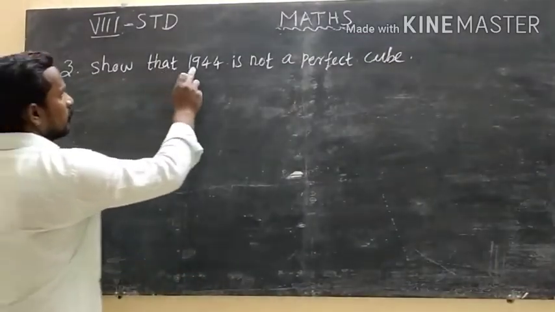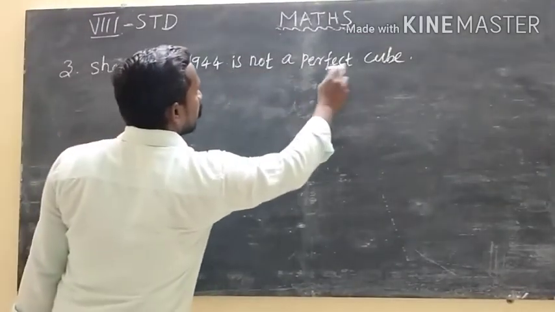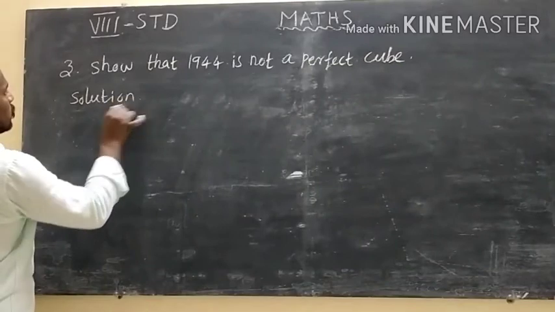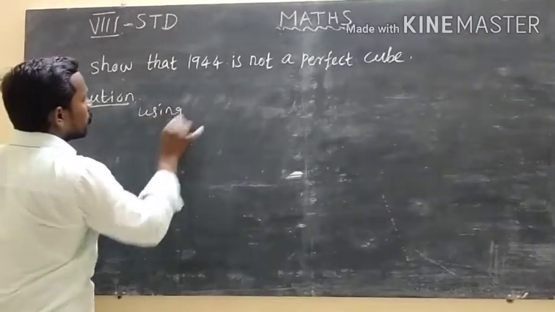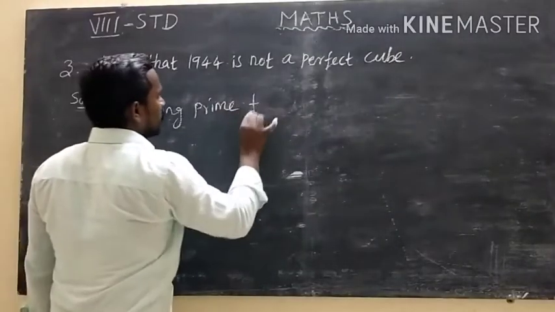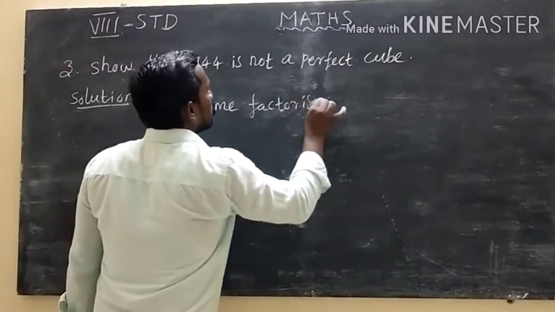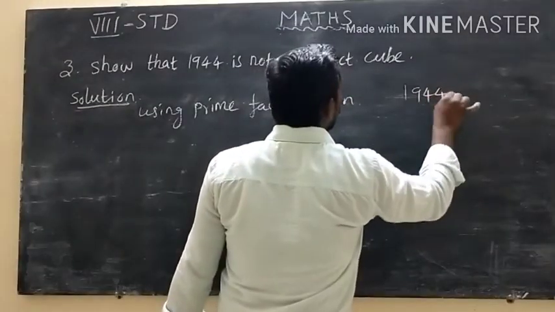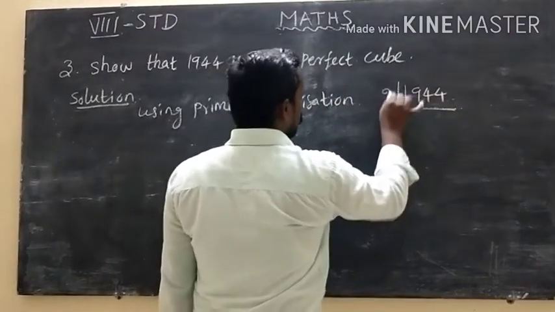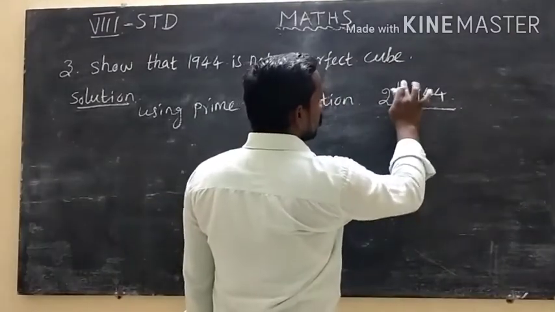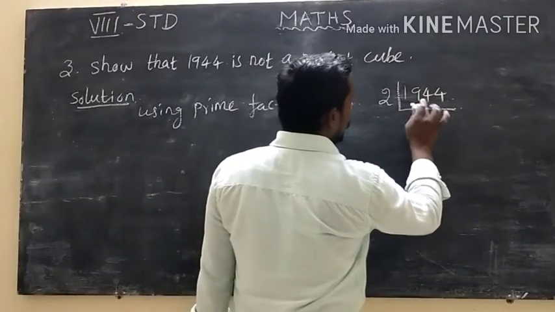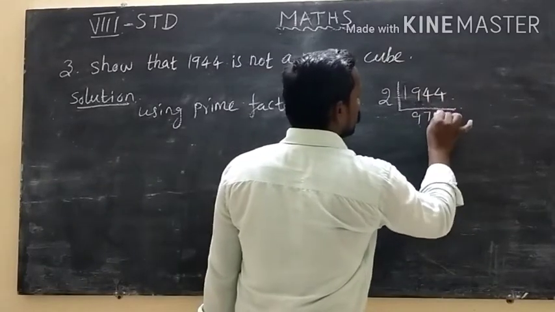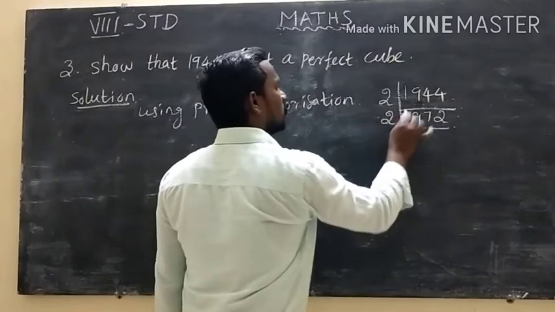Okay, dear students, third question. Show that 1944 is not a perfect cube. This is your question. The solution: using prime factorization. 1944 is an even number, so select 2. Dividing by 2: 19 is 9 twos are 18, carry 1; 7 twos are 14; 2 twos are 4. Then once again the even number, using 2.